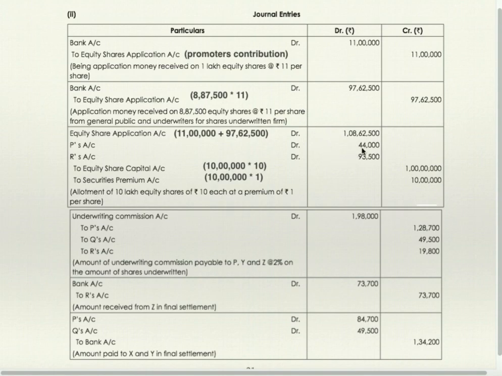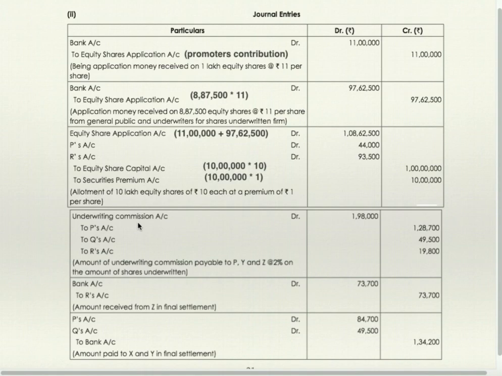P's account debit 44,000, R's account debit 93,500. This is nothing but the number of shares they have taken up, which are not taken over by the public, multiplied by the amount they are supposed to pay, 11 per share. To equity share capital 10 lakhs into 10, total issued capital. To securities premium 10 lakh into 1, the securities premium amount.